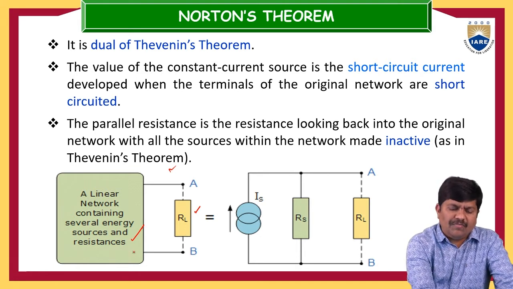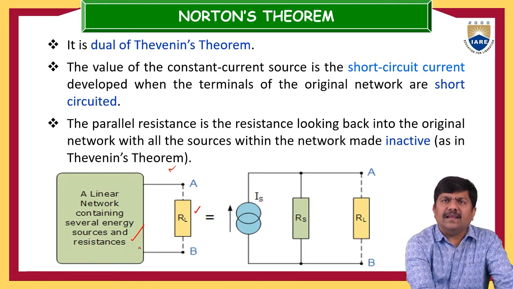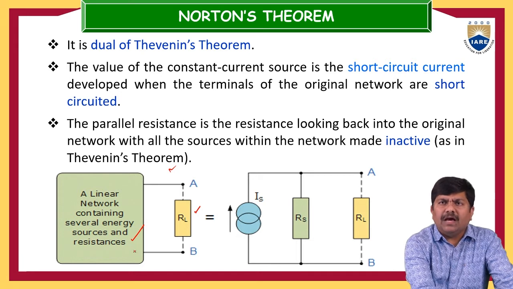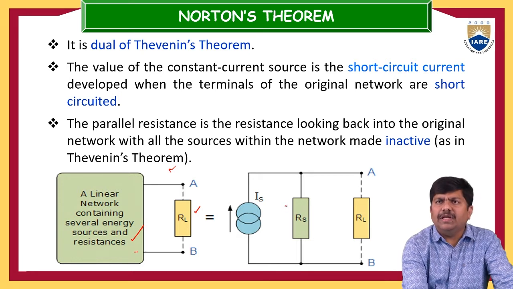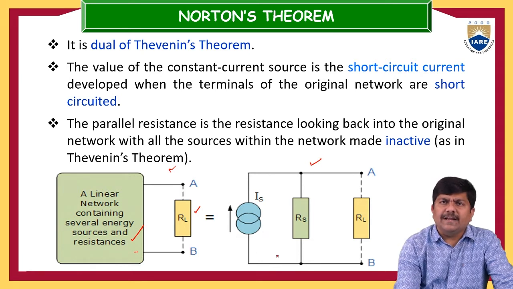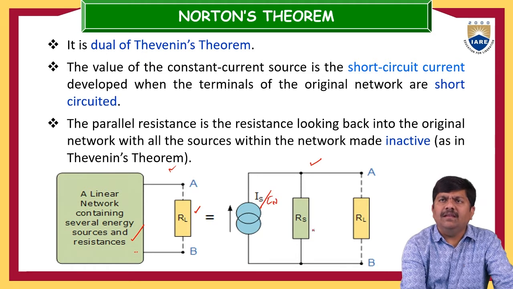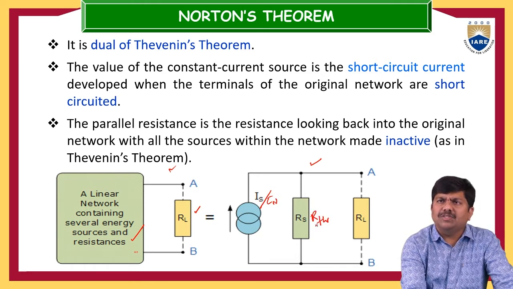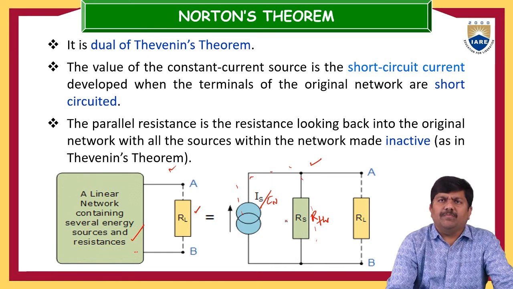So finally, after rearranging this electrical circuit, you have to convert it into a simplified fashion, that is with one short circuiting current I_SC or I_S, or sometimes this is also called I_N, and R_S, which is nothing but the R_TH, and this is the load. So this way of representation is nothing but Norton's equivalent representation.